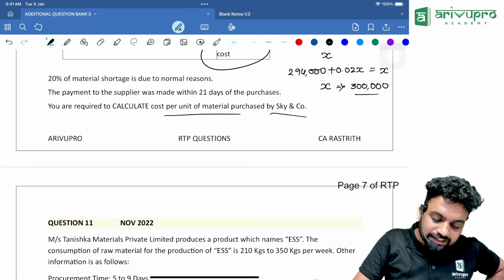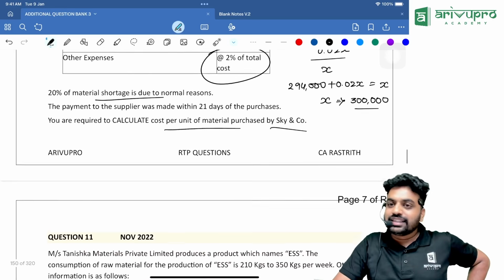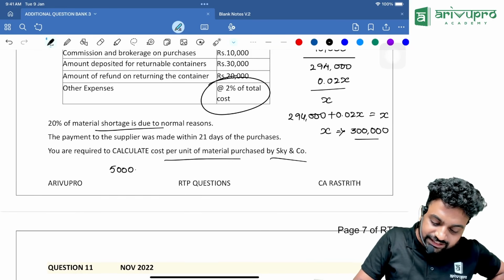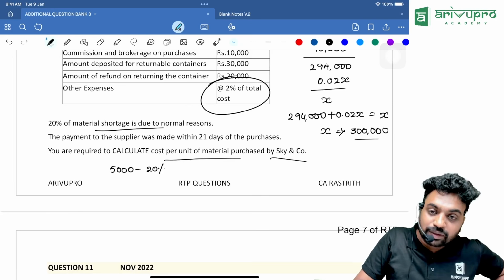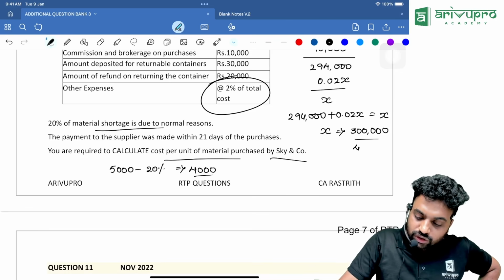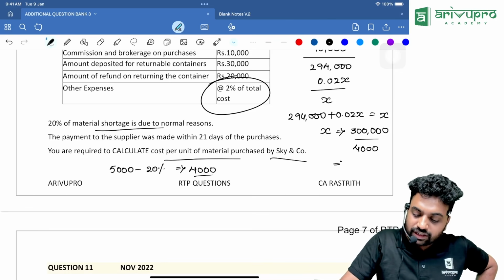And 20% of the material shortage is due to normal reasons. Fine. Which means the number of units you should take is 5,000 minus 20%, which will come to 4,000. So 3 lakh divided by 4,000. Per unit how much?